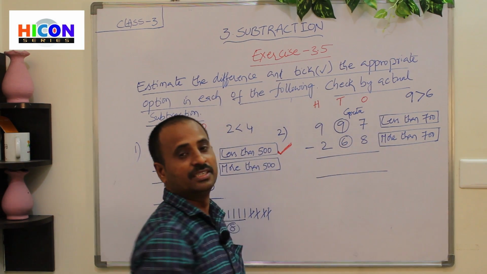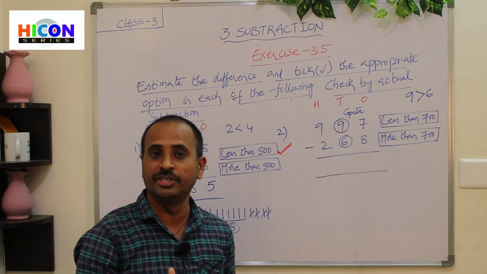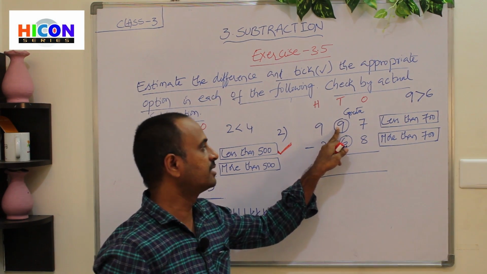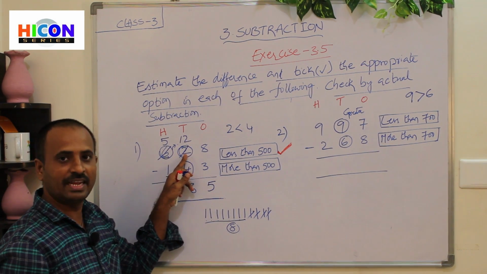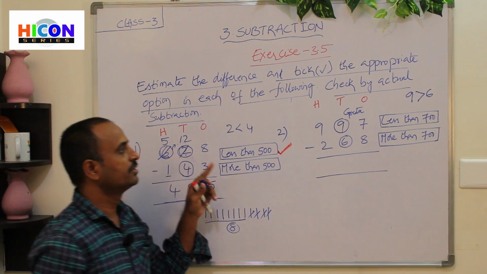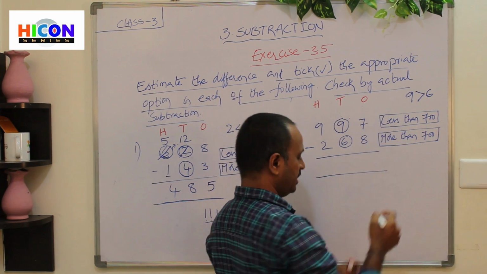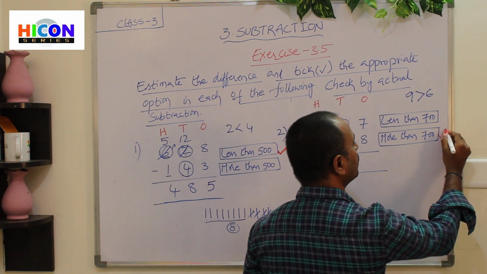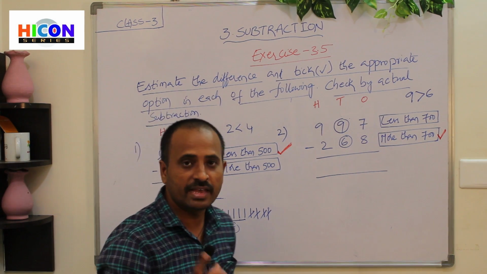So if the first digit is greater, then the estimation is also more. If the first digit is less, the estimation is also less. Here the 9 is the greater number, that's why the difference is also more than 700. So put a tick mark for this. The difference will be more than 700.